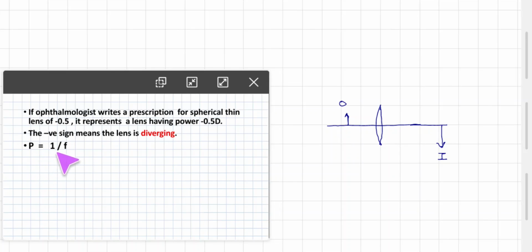We know that P is equal to 1 upon f. Whatever figure the ophthalmologist has written, that is minus 0.5, actually depicts the power of that lens. But we know that f is equal to 1 upon P. So 1 upon minus 0.5 diopter gives us focal length equal to minus 2 meter. And so the lens maker can use this concept to prepare the lens. He needs to prepare a lens having focal length so and so.